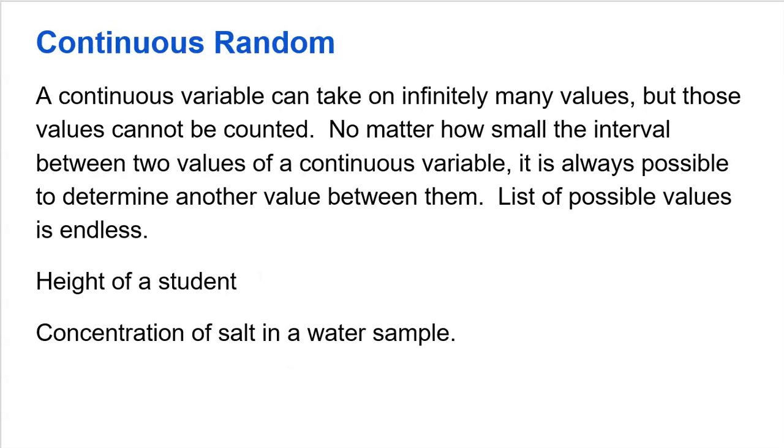The second type is a continuous variable. And here, a continuous variable can take on infinitely many values. So we're not just talking about whole numbers. We're talking about literally any decimal values. And when you start to consider the fact that you could go to the 10th decimal place, there really is an infinite number of values that this variable could take on.